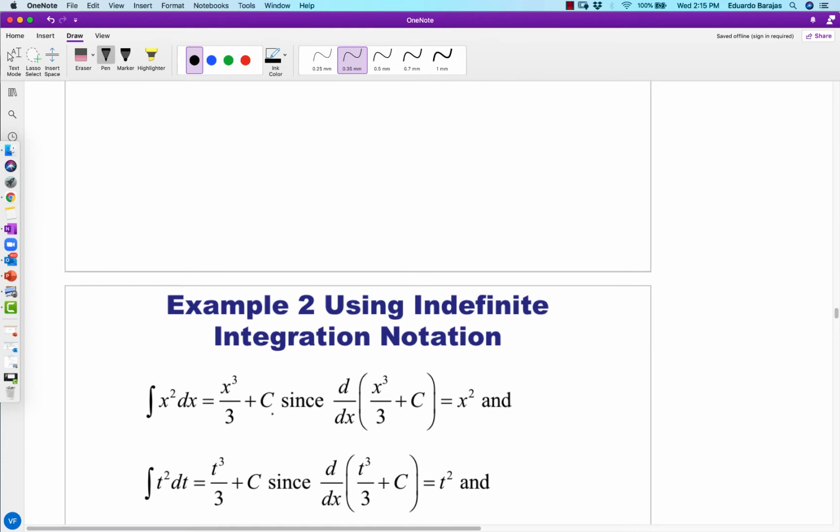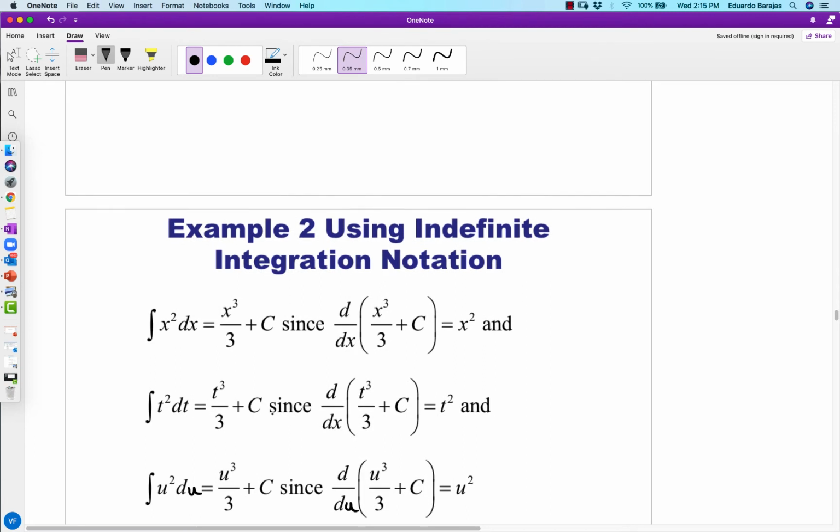Okay, nothing special about the letter x or t, so we can also use, say, the letter u, another very popular letter in calculus. So the integral of u squared du, the only thing that's important is that these two match, they must match, is going to be a very similar answer, u cubed over 3 plus some constant c. And again, we can confirm that this is true because when we take the derivative with respect to u of this function, we get exactly the integrand that we were interested in, u squared.